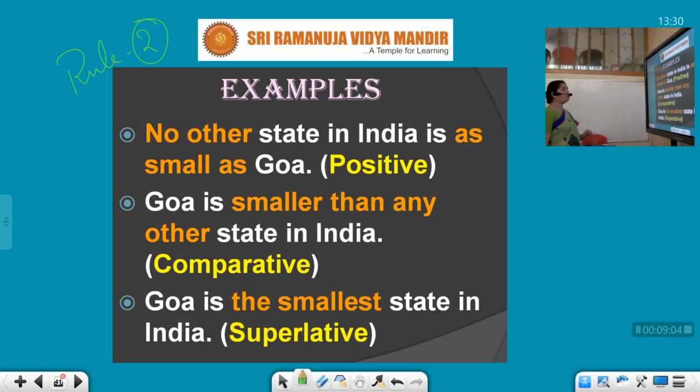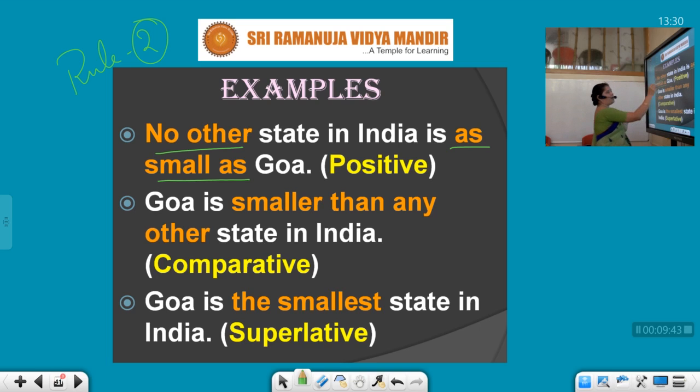In your rule 2, no other state in India is as small as Goa. As small as. No other state. That means this is the smallest. All over India, there is no smaller state than Goa. That's the meaning. So no other state in India is as small as Goa. Goa is smaller than any other state in India. See, remember students, meaning must not change. Everywhere I wanted to show that Goa is the smallest in India. Smallest state in India.